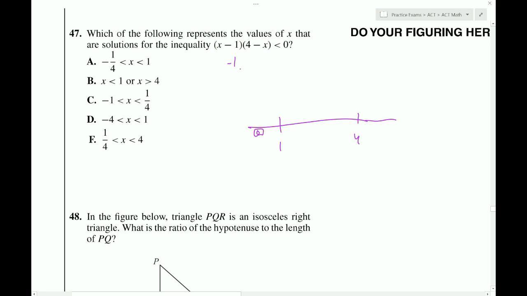0 minus 1 is negative 1. 4 minus 0 is 4. So those make negative 4, which is less than 0. That's true. So we'd have to fill in this region here. Okay.